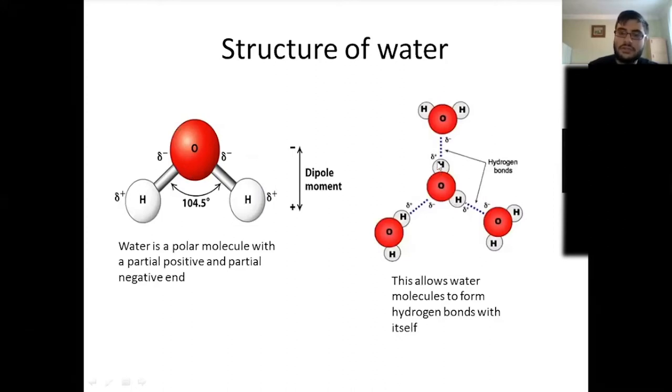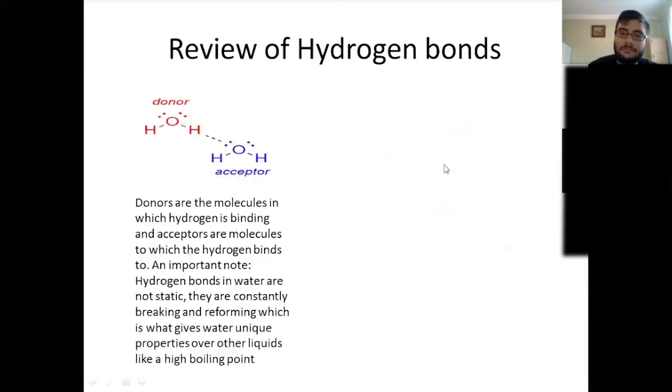So hydrogen bonds are between the hydrogen of one water to the oxygen of another water. And each water molecule, as you can see, can have four hydrogen bonds, two with its oxygen and two with its hydrogens. So there are hydrogen bond donors and hydrogen bond acceptors. Hydrogen bond donors are the molecules in which the hydrogen is binding, and hydrogen bond acceptors are the molecule.